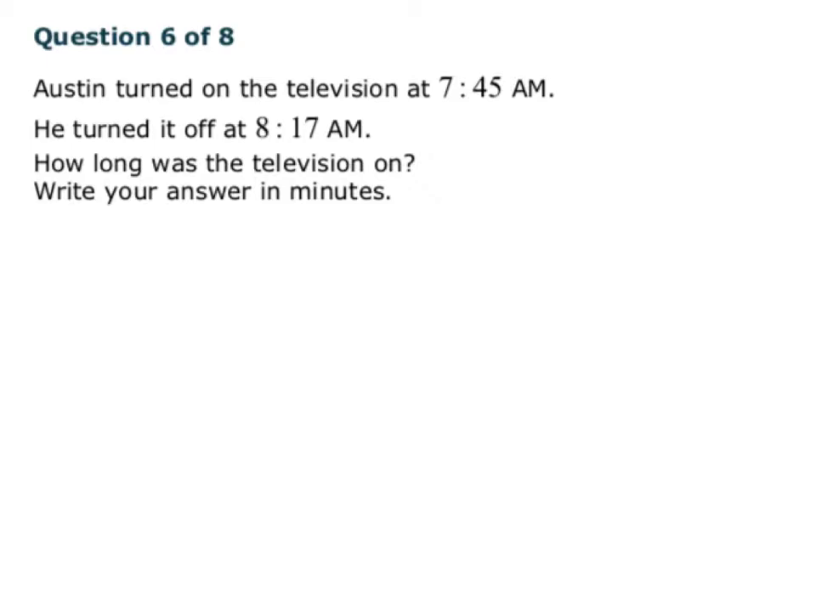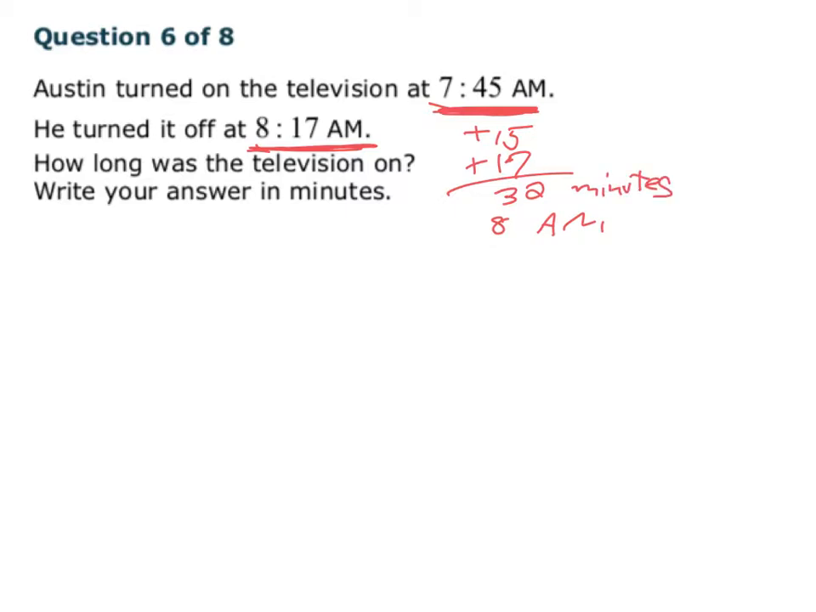Austin turned on the television at 7:45 a.m. He turned it off at 8:17 a.m. How long was the television on in minutes? Okay, well, I'm just going to do repeated addition again. So 7:45 plus 15 minutes gets me to 8. And then I have to get to 8:17, so that's 17 more minutes. So plus 15 plus 17 would be 32 minutes. I know these problems are going to be really hard for you to write in your notes. Your notes don't have to be nice and neat. I just want you to try to work these problems out.